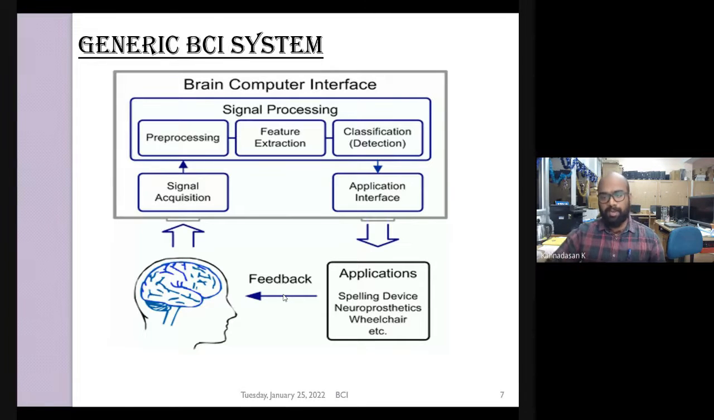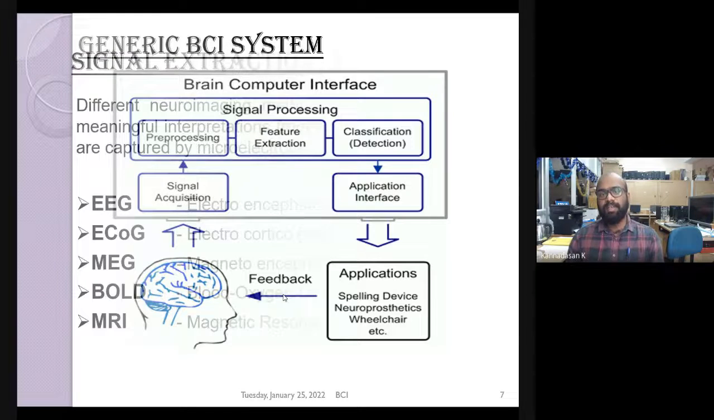Then it depends on which application you are using. There are applications like spelling devices and neuroprosthetics. It is nothing but a person who has lost a body part like an arm or hand or whatsoever it is, and they'll be fitted with some additional devices, and they'll be given signals to move. We'll see in detail about it. Generally, this is the BCI. We have these steps, and that is what is going to happen. We'll see this in detail in the upcoming slides with examples.